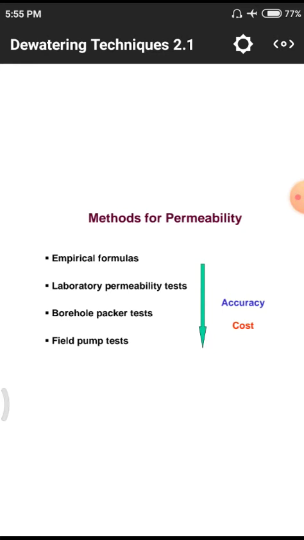Next one, laboratory permeability test. That means we need to collect a particular quantity of soil at different levels. After that, we do these permeability tests in the laboratories itself. Next one, we have the borehole packer test. We need to dig these boreholes. After that, we observe these permeability levels simply by removing some amount of water or otherwise. Next one, field pump test.